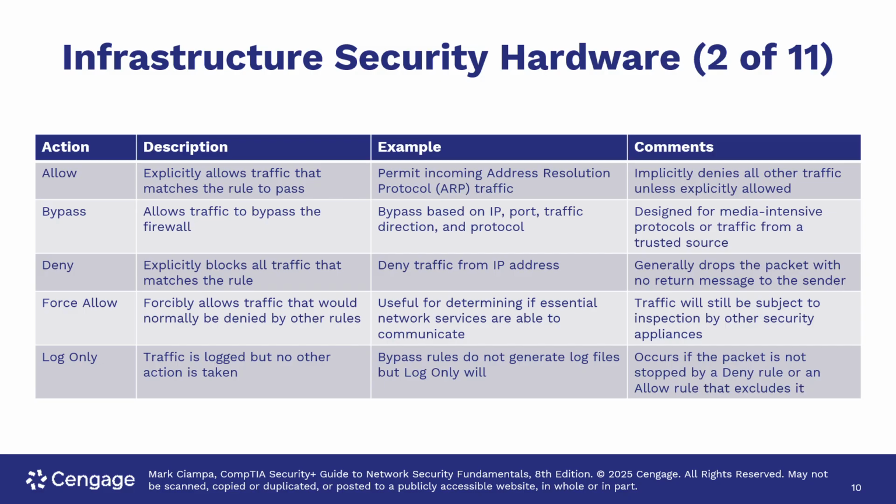Allow explicitly allows traffic that matches the rule to pass. Think of it like the turnpike toll gates. Once you go through, you're on your way.